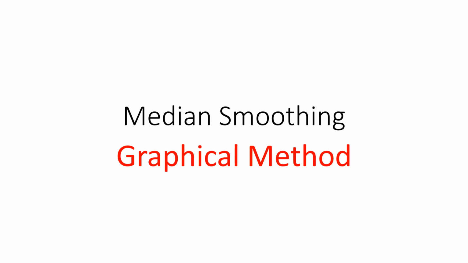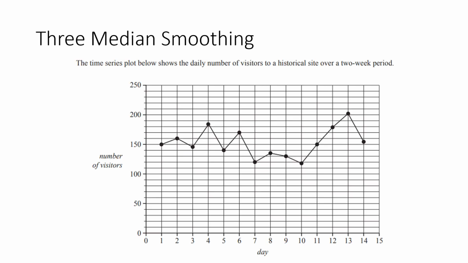Median smoothing, graphical method. Okay, we're going to start with 3 median smoothing. So our first 3 numbers are 1, 2, 3, and these are those data points, which I'm going to highlight here. Now, the middle of 3 is 2, so we're starting at 2. Again, it's lossy, so we've lost a point at the end there.